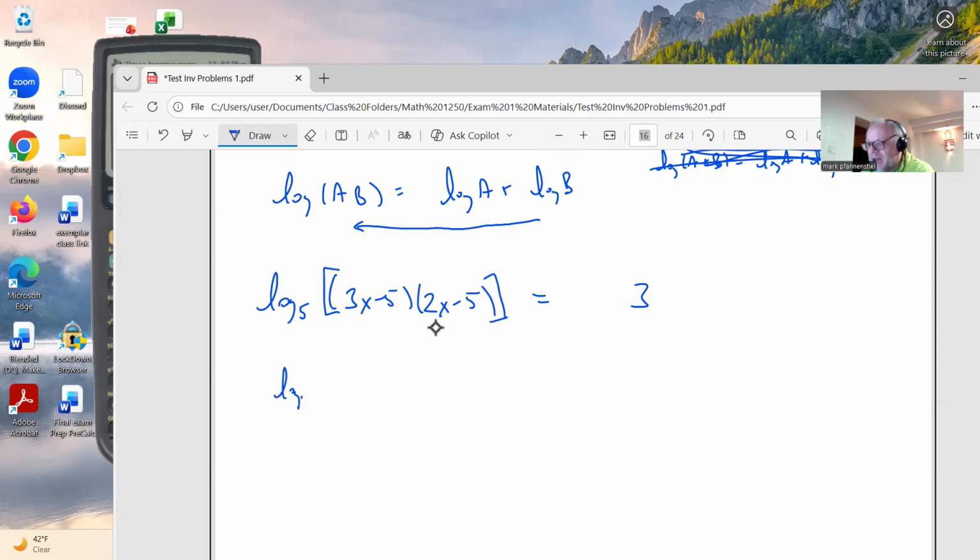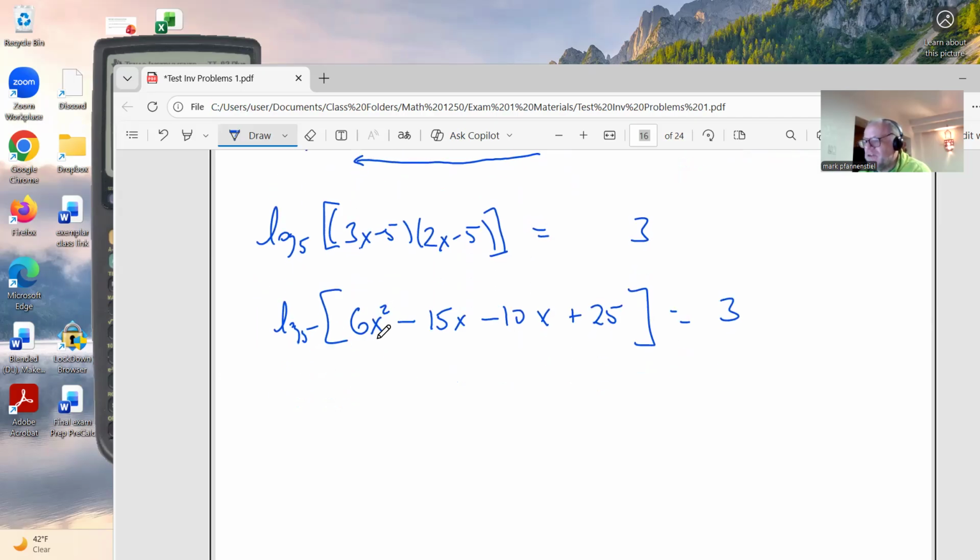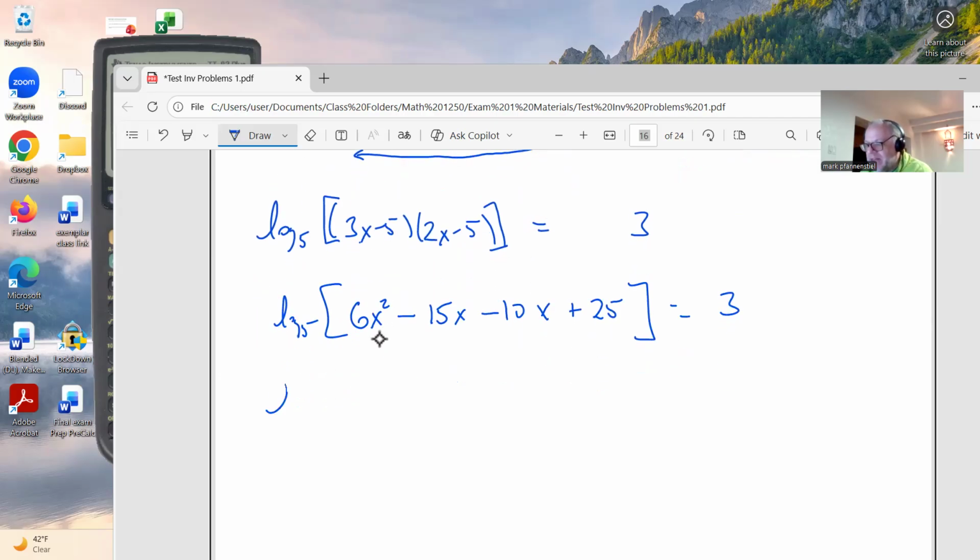So we have log base 5 of 3x times 2x. That gives us a 6x squared. We're going to have a minus 3 times 5, minus 15x, minus 5 times 2, which is 10x, and then we have a plus 25, negative 5 times negative 5. That is equal to 3. Okay, so here we go. Now, let's go ahead and combine our terms. So we have log base 5 of 6x squared minus 15x minus 10x, that's going to give me minus 25x, plus 25. Okay, and then that's equal to 3.